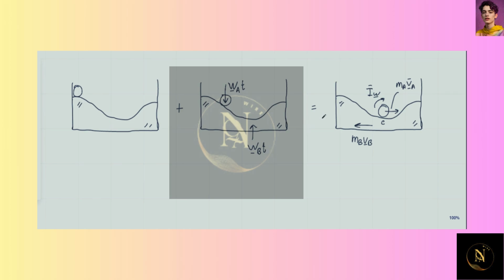The final state of motion includes a linear momentum of the cart to the left of MB VB, where VB is the velocity of the cart. The linear momentum of the cylinder at point C is MA VA, and the cylinder also has angular momentum I omega, where I is its mass moment of inertia.